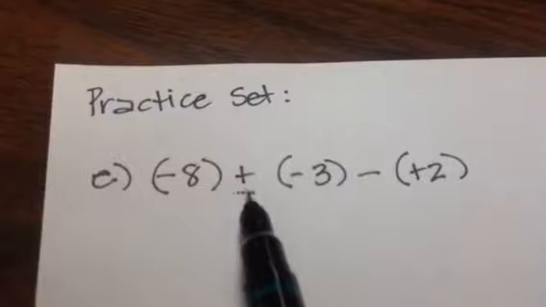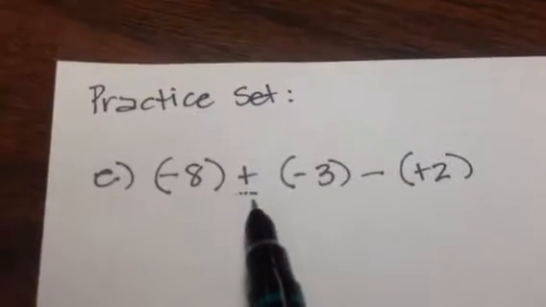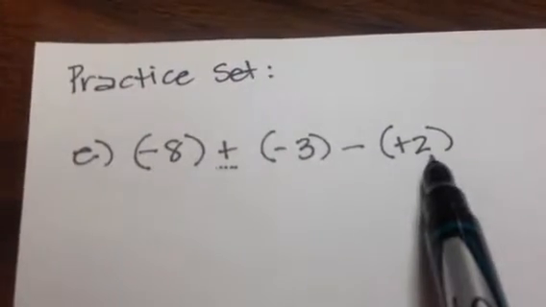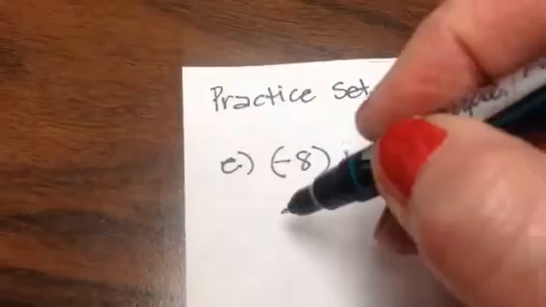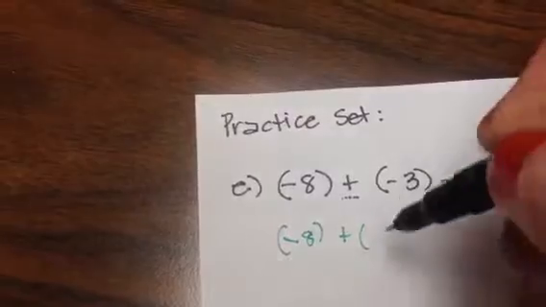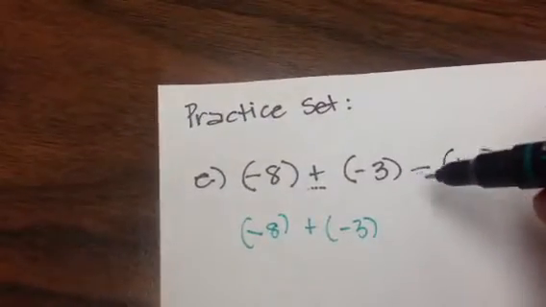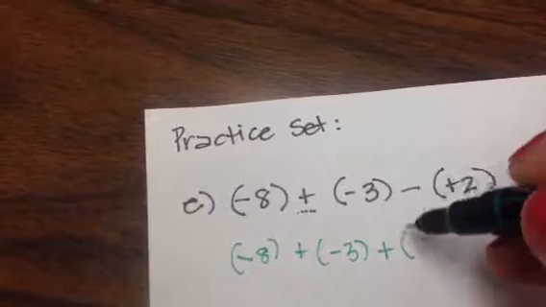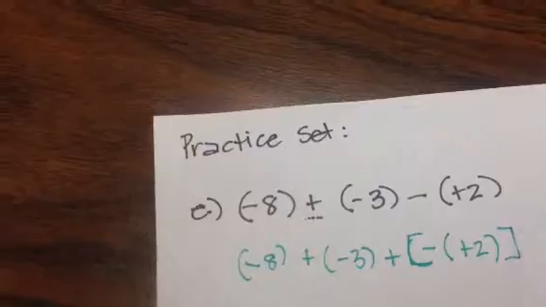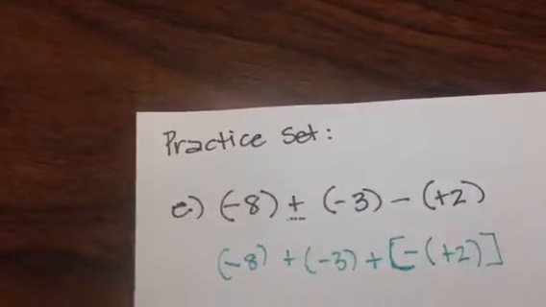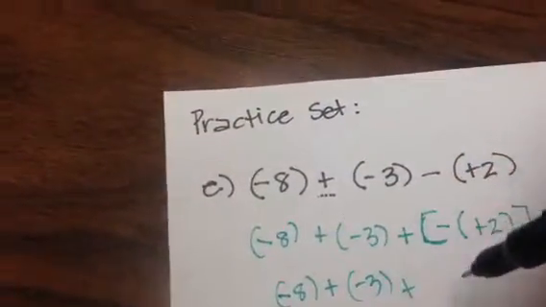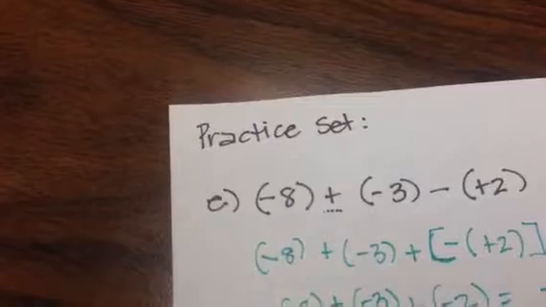Okay, so practice set E. Negative 8 plus, that's already a plus sign, so I don't have to do anything to it. Negative 3 minus, I'm going to change that to a plus sign, positive 2. So let's rewrite that. I have negative 8 plus negative 3. I'm going to change this now to a plus and include the opposite of positive 2. So what's the opposite of positive 2?